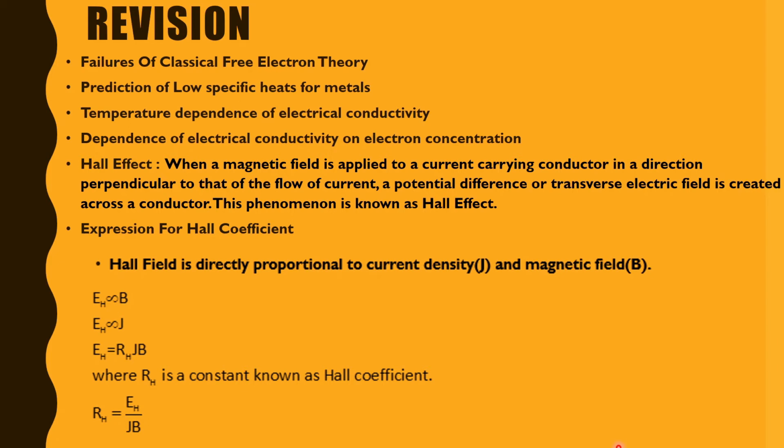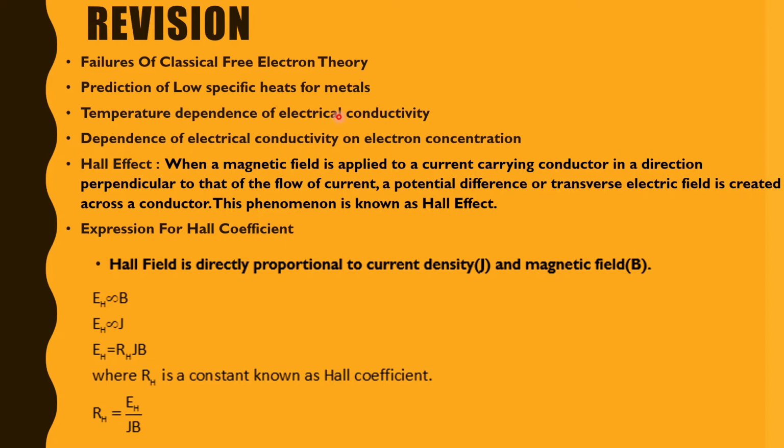So today the first thing is the failures of classical free electron theory. There were basically three failures. First is the prediction of the low specific heat for metals. Second is the temperature dependence of electrical conductivity. Third is the dependence of electrical conductivity on electron concentration. Then we will move on to the Hall effect.